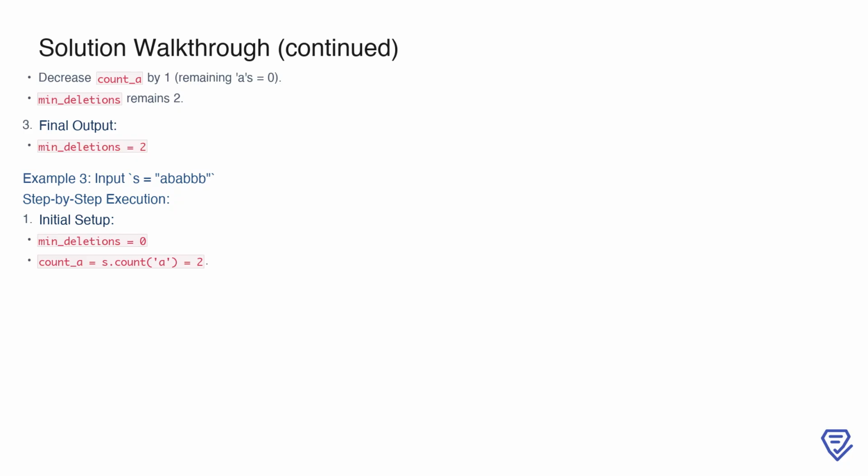For each of these, we decrement count_a by 1, reducing it first to 1 and then finally to 0. Throughout this, min_deletions remains unchanged at 2, as no additional deletions are needed to maintain balance. With all characters processed, the final output for this example is min_deletions equals 2. This means that, in this case, 2 deletions are required to make the string balanced.